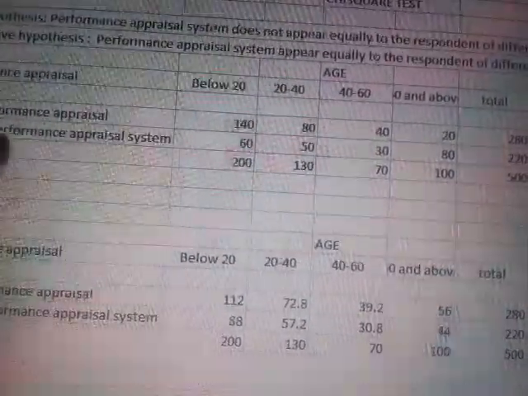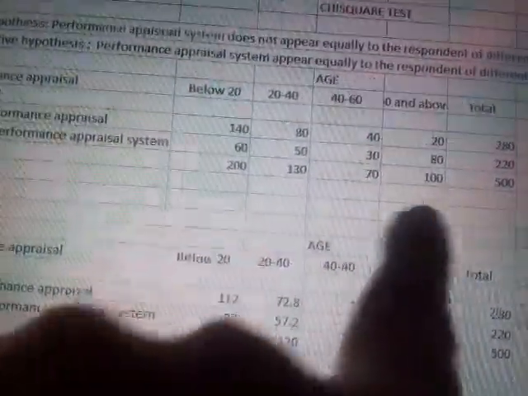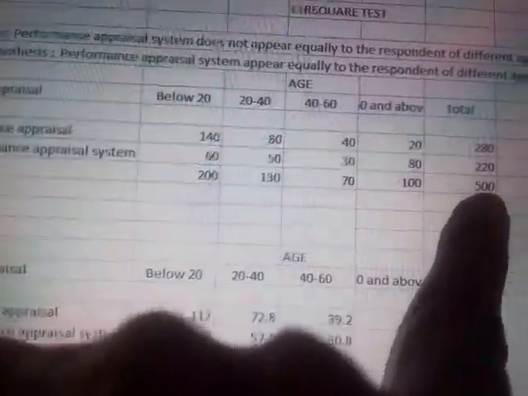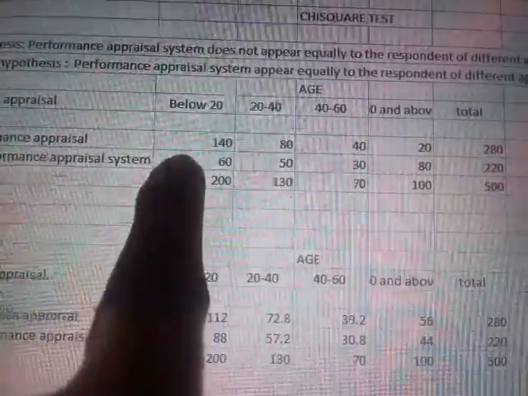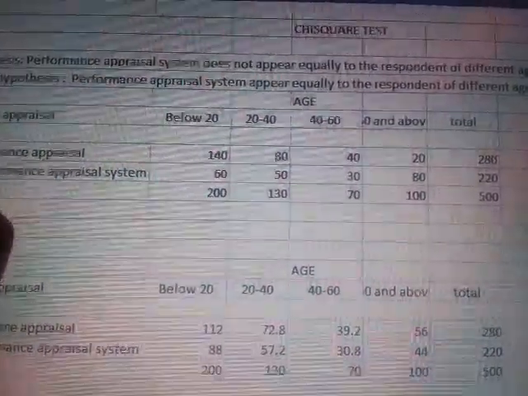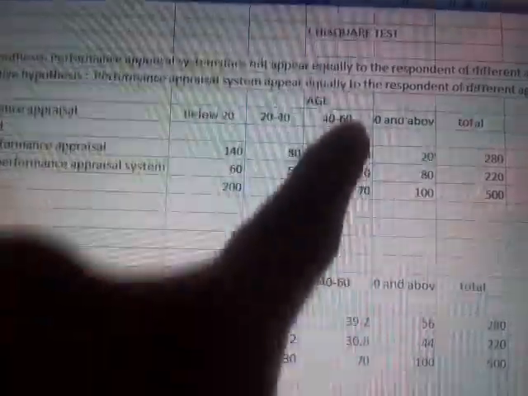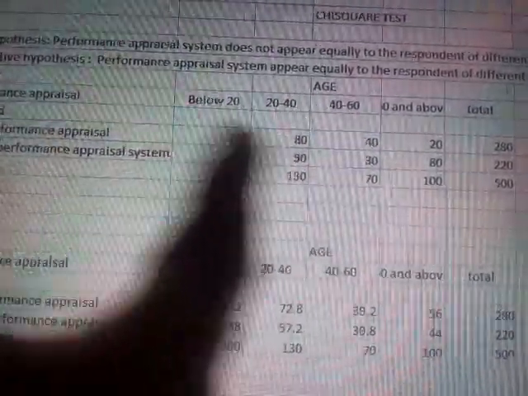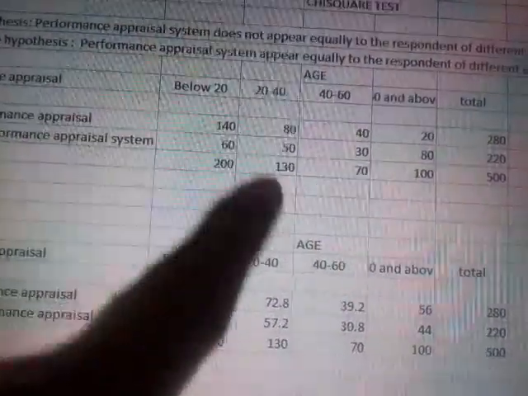Here it is 2 rows and 4 columns. This is the total and this is also a total. So the total number of respondents is 500. I collected this data with the help of a questionnaire. So I have given this 2 cross 4 table, 2 rows and 4 columns. Why am I mentioning rows and columns? Because I am going to calculate the degree of freedom with the help of rows and columns.